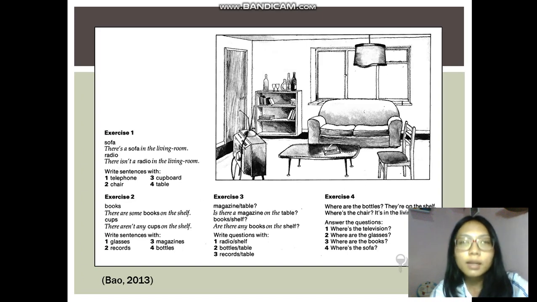They have to write sentences like the example, such as there is a sofa in the living room, there is not a radio in the living room, and they have to repeat the same sentence for the other objects in this room. This kind of task can be used when we know that the learners have low proficiency in language learning. We train the learners to use the structure first.